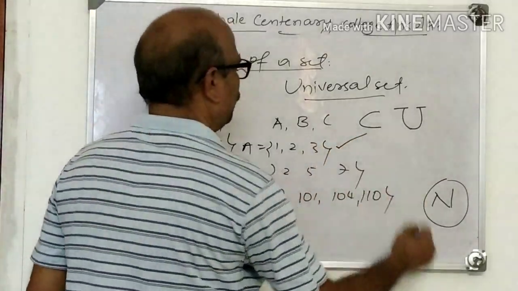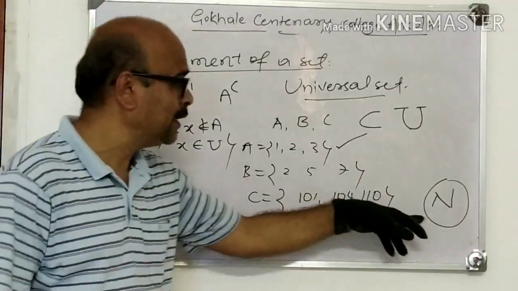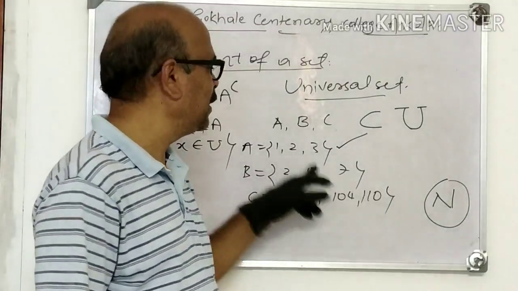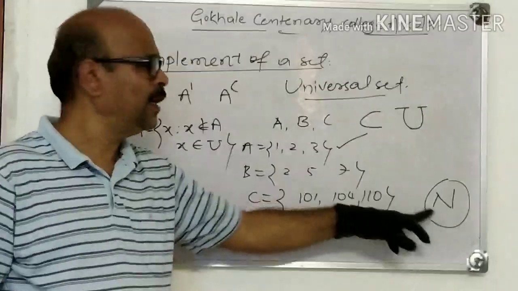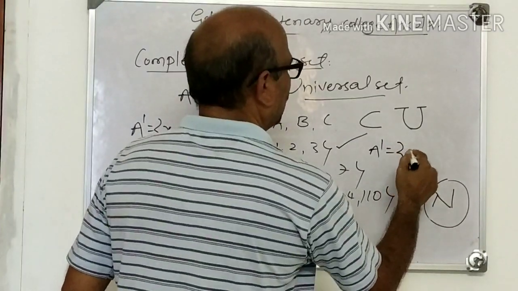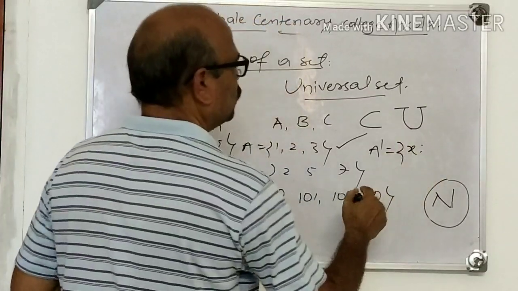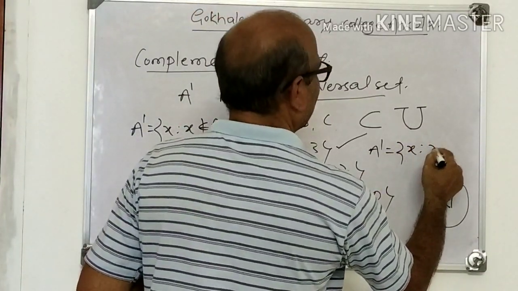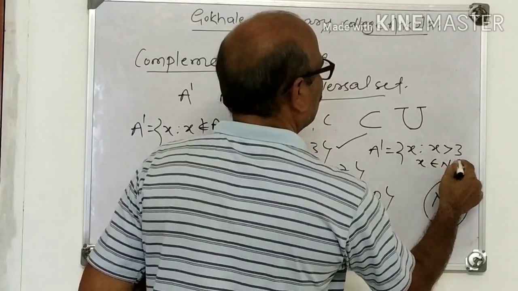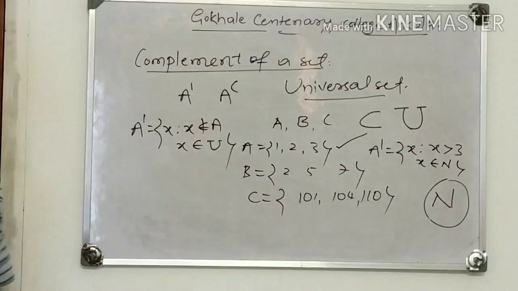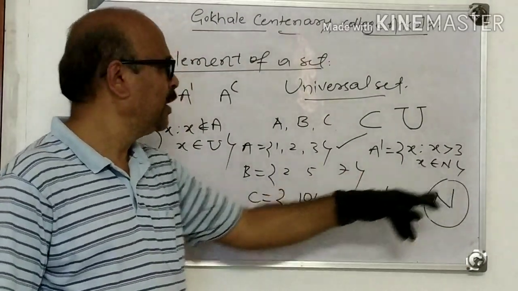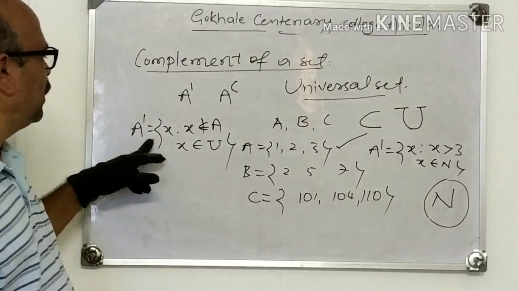Take this example. What is the universal set? That is important. The universal set that we fixed is important in the discussion. Natural numbers we have taken here. What is A dash here? A dash is the set of all natural numbers x such that x is greater than 3 and x is a natural number. This is A dash now. This is important. So what is the complement of a set?